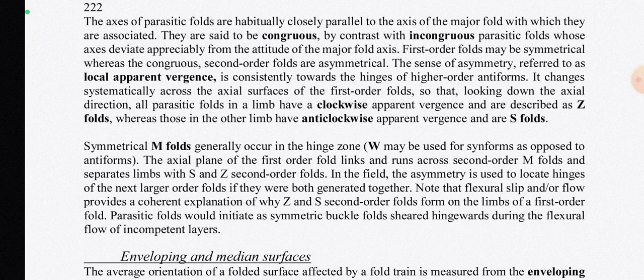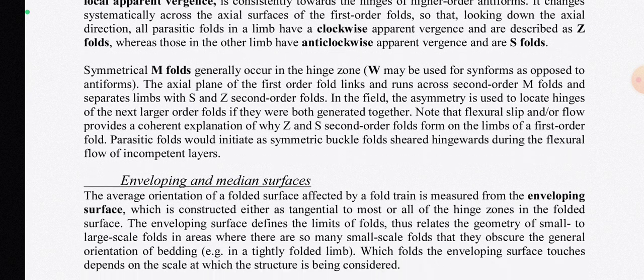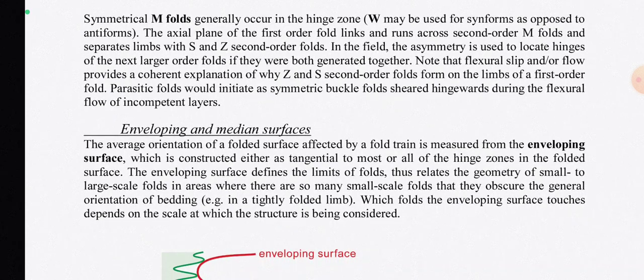It changes systematically across the axial surfaces of the first order fold, so that looking down the axial direction, all parasitic folds in a limb have a clockwise apparent divergence and are described as Z folds, whereas those in the other limb have anticlockwise apparent divergence and are S folds. Symmetrical M folds generally occur in the hinge zone. W may be used for synforms as opposed to antiforms. The axial plane of the first order fold links and runs across second order M folds and separates limbs with S and Z second order folds.